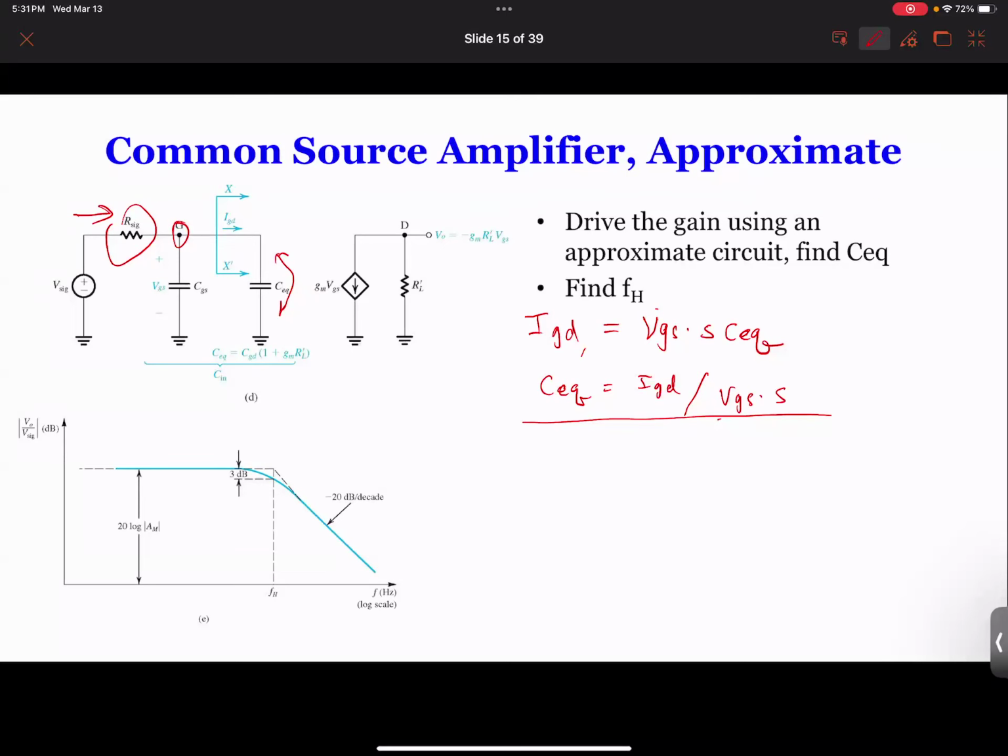But this mathematical transformation makes a huge difference, because now you see what happens between CGS and CEQ? They're in parallel. When two capacitors are in parallel, they become one capacitor, and you add the values. So if one is 1 micro and the other is 1 micro, you add them and it's 2 micro. So you add them, it becomes one capacitor, and the circuit will look like this.